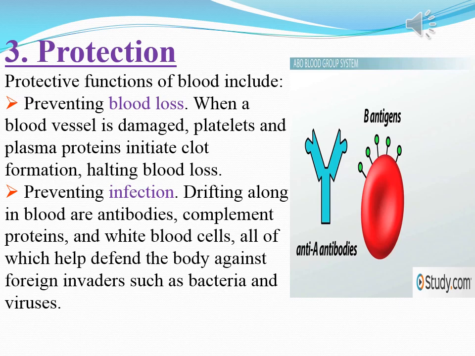Drifting along in blood are antibodies, complement proteins and white blood cells, all of which help defend the body against foreign invaders such as bacteria and viruses.